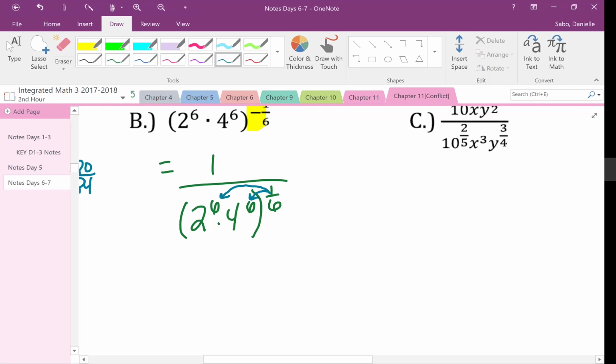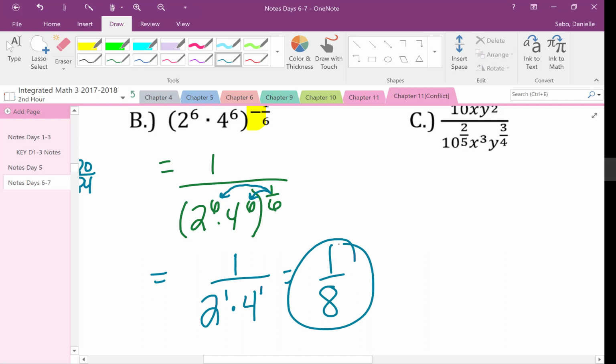It looks like you're getting it, so I can keep going. I have 2 to the first power because 6 divided by 6 is 1. Then I have times 4 to the 1/2 power because 6 divided by 6 is 1, which then gets me 1 over 8. Okay, there you go.